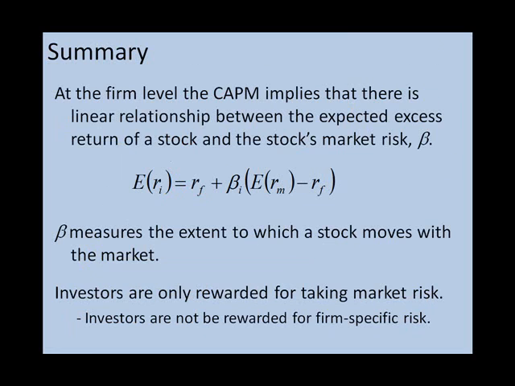To summarize, at the firm level, the CAPM implies that there is a linear relationship between the expected excess return of a stock and the stock's market risk, or its beta. That's what we've seen here. The more market risk you take, the higher your expected returns. Finally, and importantly, the CAPM shows that investors are only rewarded for taking market risk. You are not rewarded for taking on firm-specific risk because it can be easily diversified.